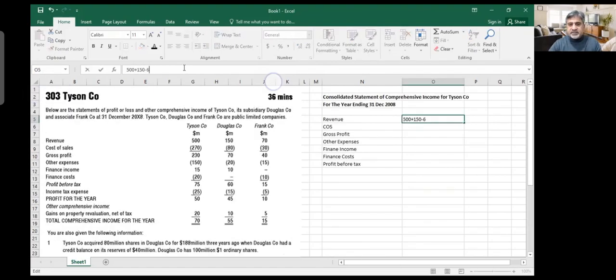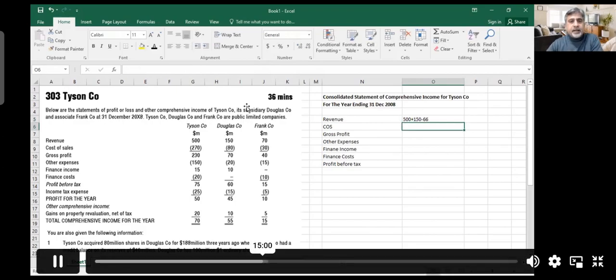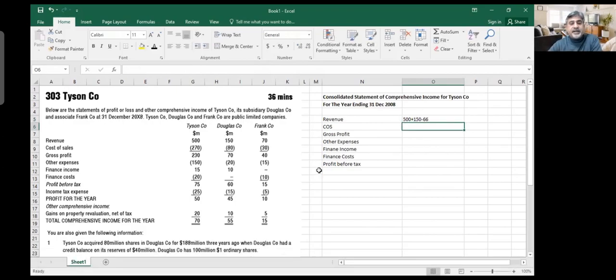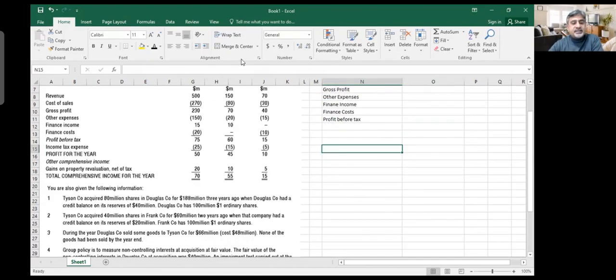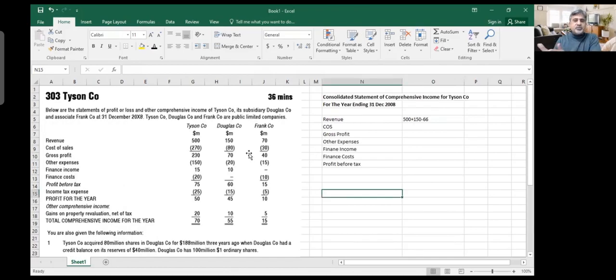Minus 66. By the way, please pay attention to the dates. So we are doing a full 1 year consolidation because it says that you purchased this entity 3 years ago. So it means that for the last full 1 year, this 31st of December 2008, the entire 2008 year, you were the parent of this thing.